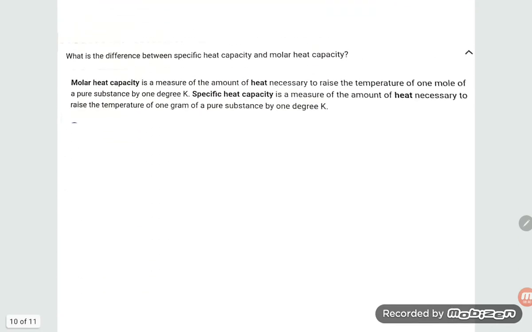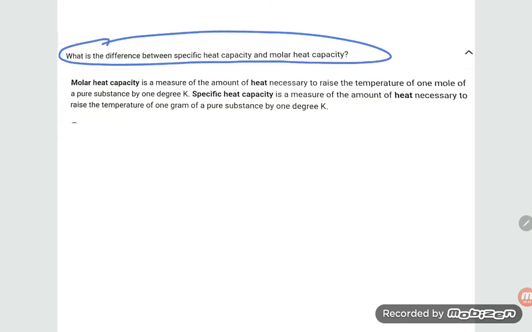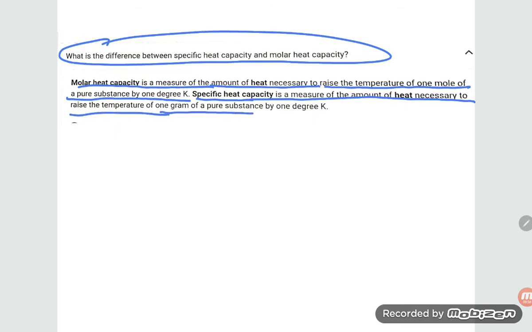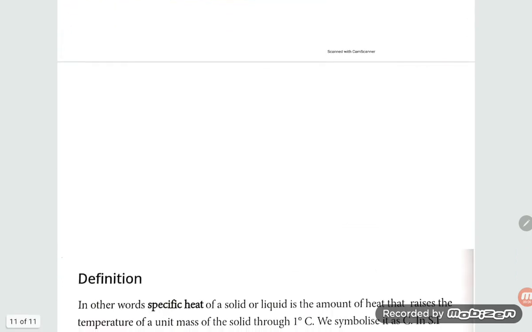So one more, what is the difference between specific and molar heat capacity? Molar heat capacity is a measure of the amount of heat necessary to raise the temperature of 1 mole of a pure substance by 1 degree. Specific heat capacity is a measure of the amount of heat necessary to raise the temperature of 1 gram of a pure substance by 1 degree Kelvin or 1 degree Celsius.